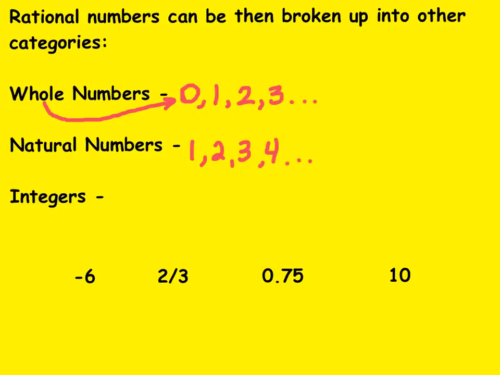And then integers, we spent a whole chapter talking about integers. Remember, integers are the numbers that are up on the wall on our number line. And so integers would be negatives, 0, and positive numbers, but no fractions or decimals.